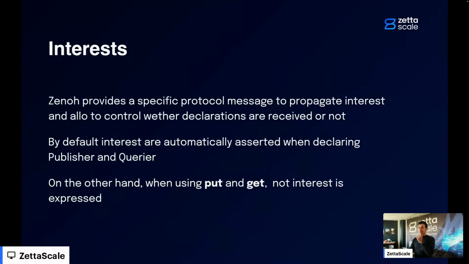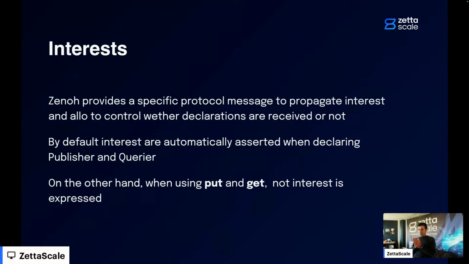And let's start covering interest. Okay, so we've seen that by default we distribute declarations for subscribers and queryables. The point is, how can we control how far these declarations are distributed, and how can an application tell whether or not they want to receive these at the Zenoh runtime? That can be done with interest.